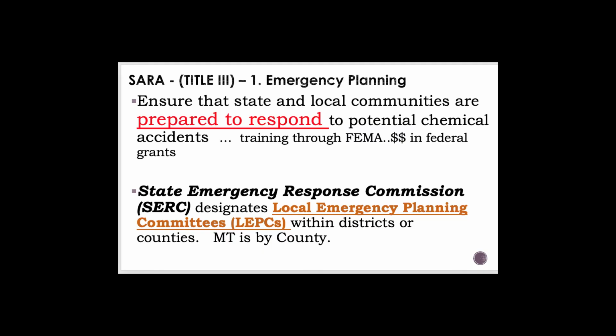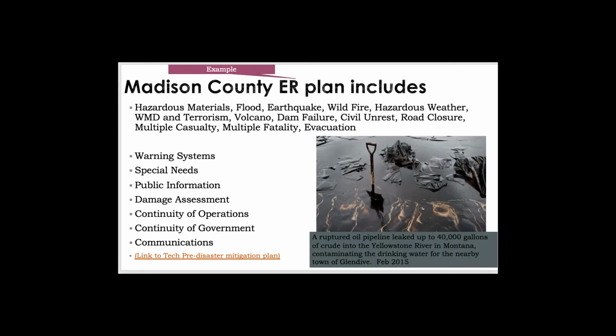Title III Emergency Planning has four main elements, and the first one is to ensure that state and local communities are prepared to respond to potential chemical accidents through training. There's FEMA money available and different kinds of grants, and lots of communities have taken advantage of this and strengthened their local emergency planning committees, their LEPCs, which are designated within each county to help with different elements inside of an emergency response. For example, when I was a public health director at Madison County, our LEPCs fed people. We had a food wagon.